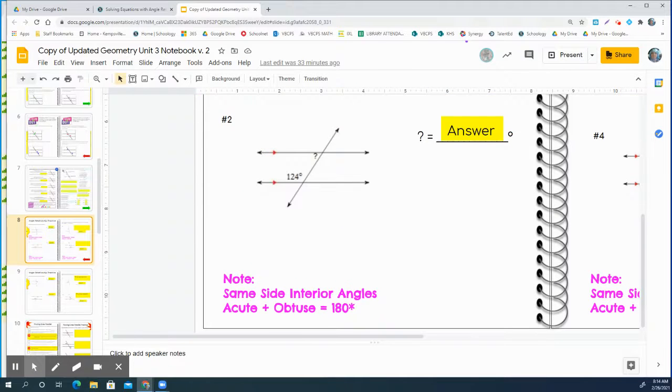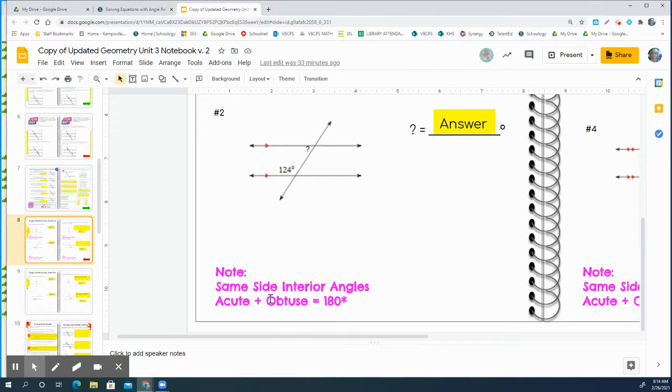What about in number 2? Here we've got same side interior angles, we've got our transversal, we've got our parallel lines. They're inside the parallel lines, but on the same side of the transversal. Here we've got one acute angle and one obtuse angle, so they're going to equal 180. So what math do we have to do? Absolutely. So what is 180 minus 124? 56. So this guy right here is going to be 56. Does that make sense? Kind of, sort of, maybe?